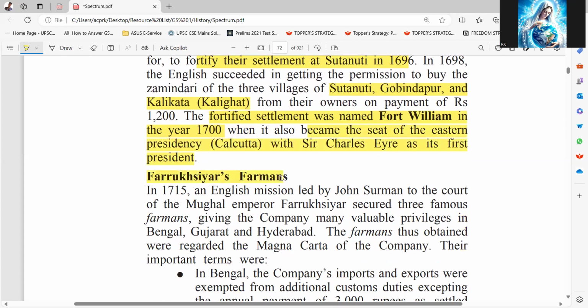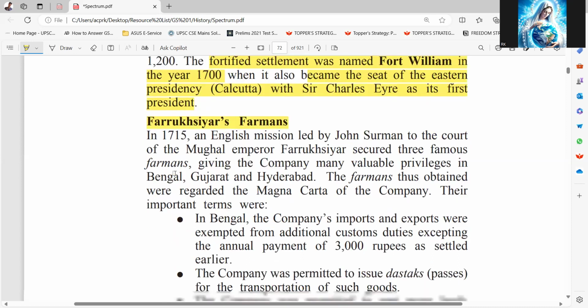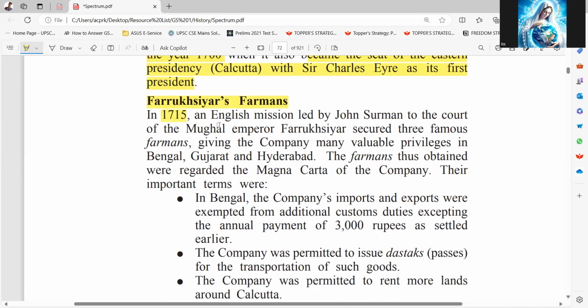Farrukhsiyar's firmans. In 1715, an English mission led by John Surman to the court of the Mughal Emperor Farrukhsiyar secured three famous firmans, giving the company many valuable privileges in Bengal, Gujarat, and Hyderabad. The firmans thus obtained were regarded as the Magna Carta of the company.